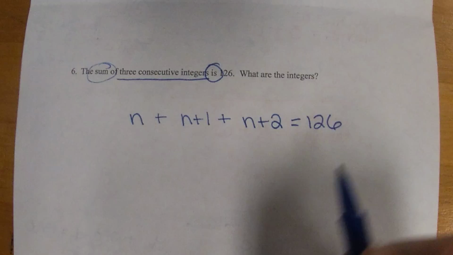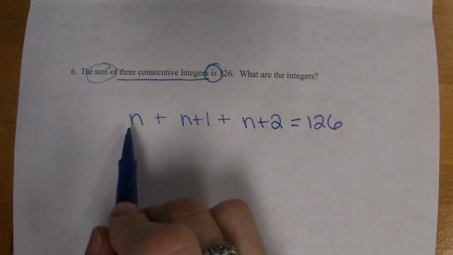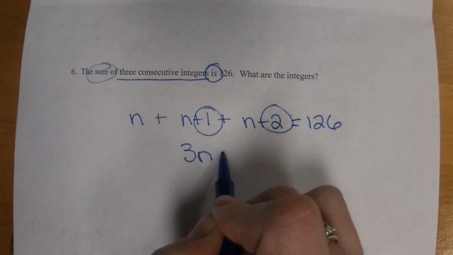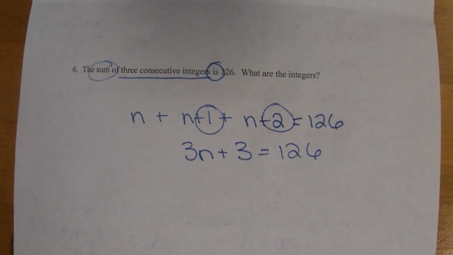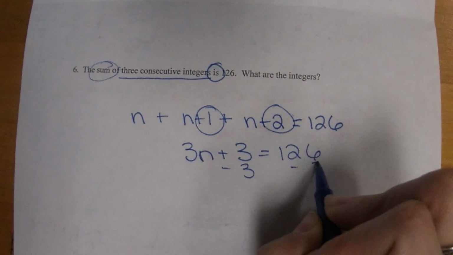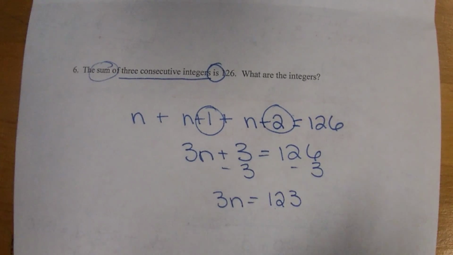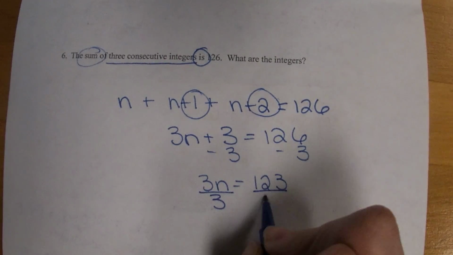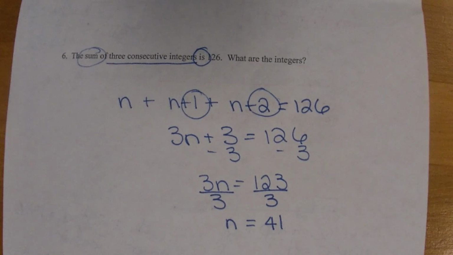Is 126. And so now if I start to solve, n plus n plus n gives me a 3n plus 3 equals 126. Subtract that 3 off, I'll get 3n equals 123. Okay, so I'll get 41.